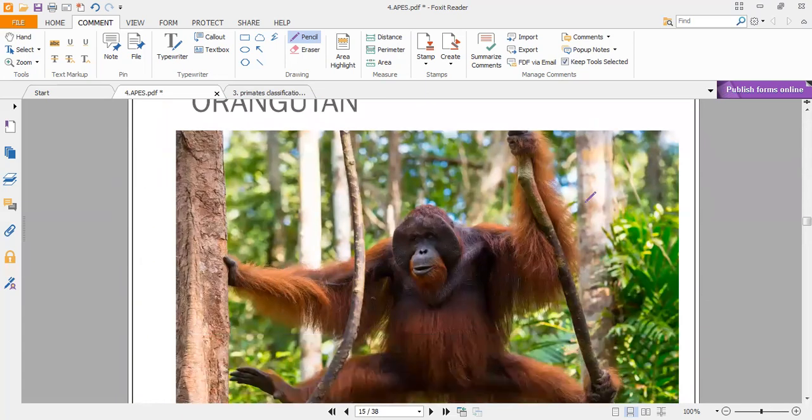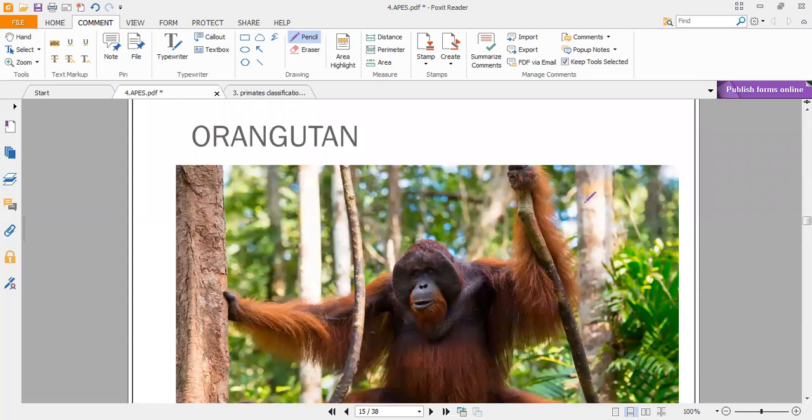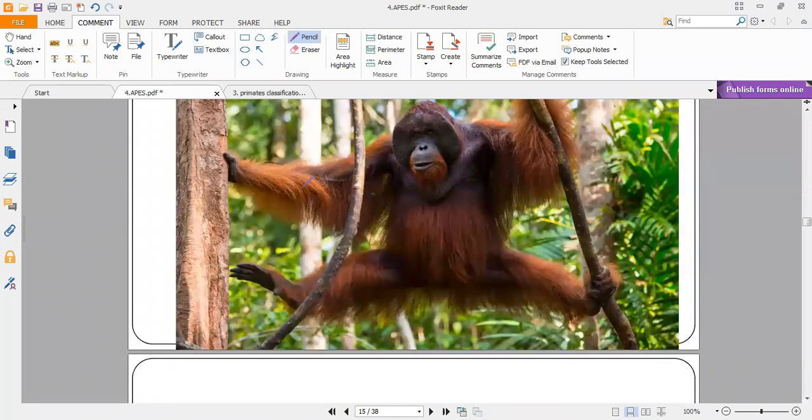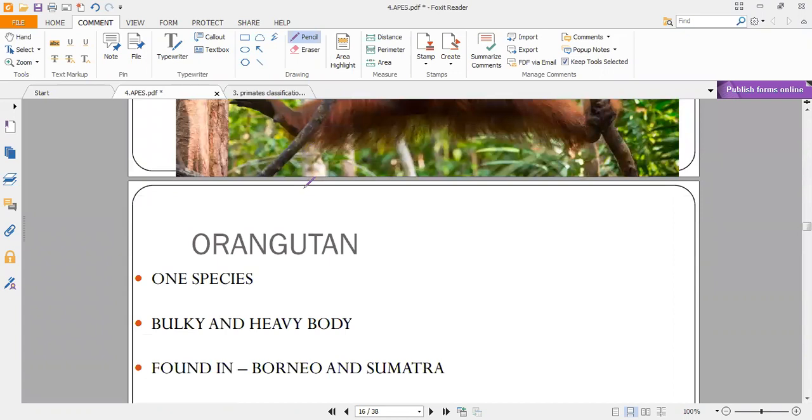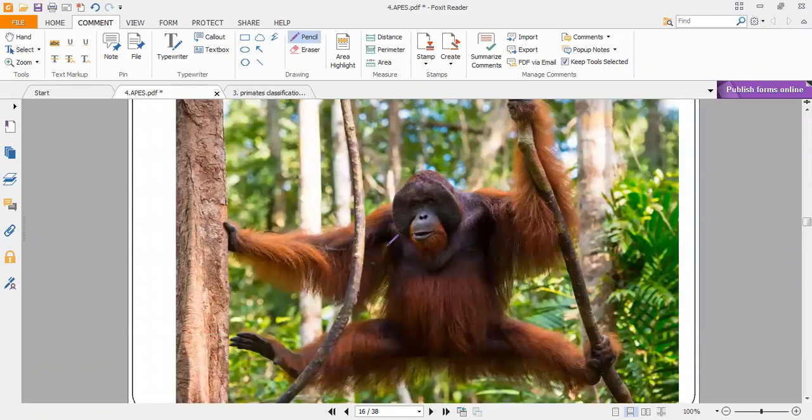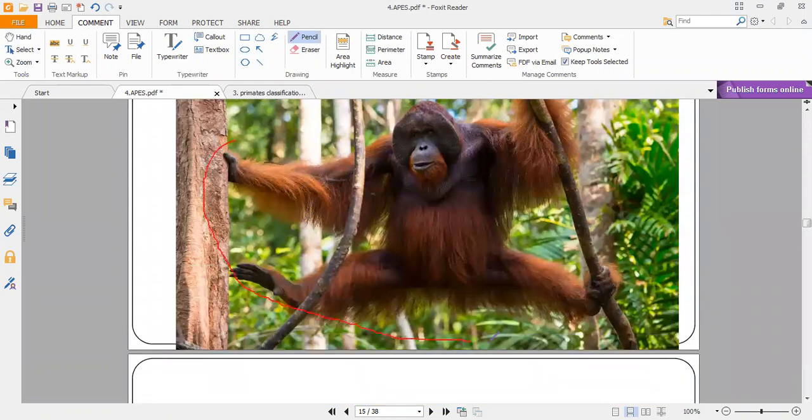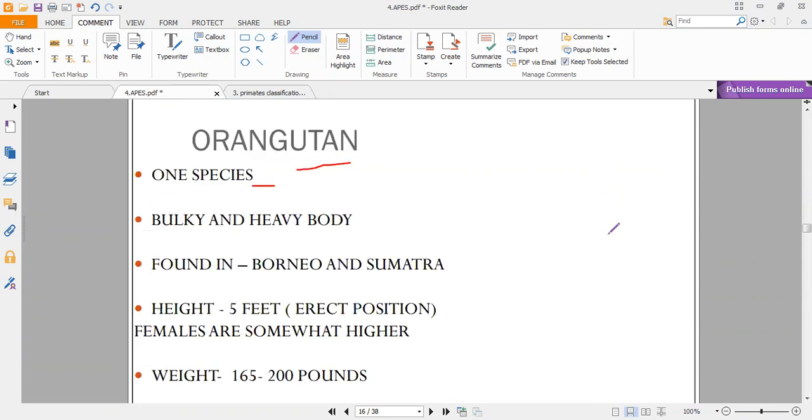And next is the orangutan, one of the most important apes, and they belong to the Pongidae family. Gibbons belong to the Hylobatidae family, and orangutans belong to the Pongidae family. If you talk about their characteristics, there is only one species of orangutan you can find. They have a very bulky and heavy body. Here you can see in the picture, they are very huge, bulky, and heavy. Normally they are arboreal. They like to live on the trees only. They are found in Borneo and Sumatra. See again, orangutan, Asiatic apes.